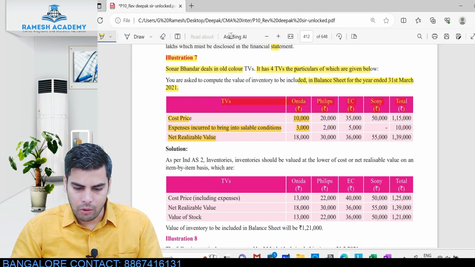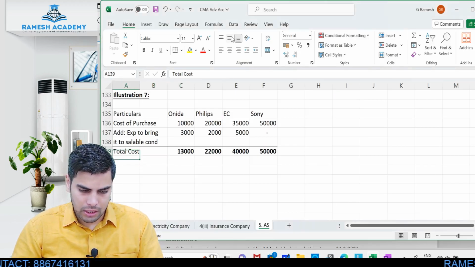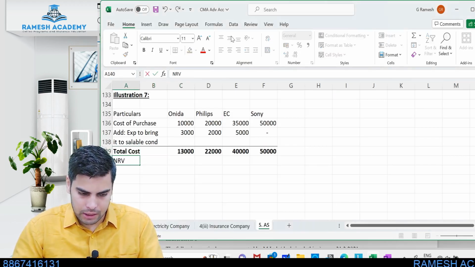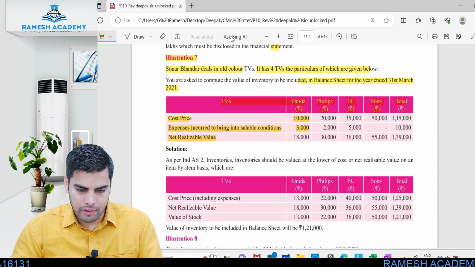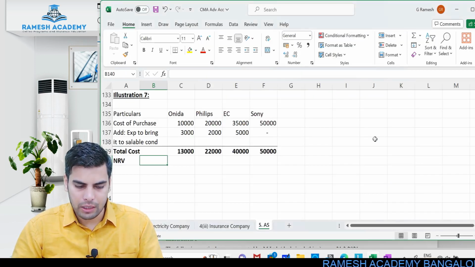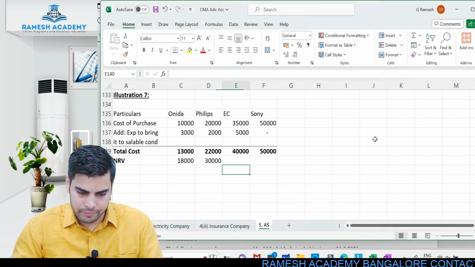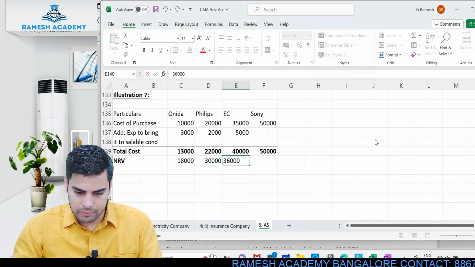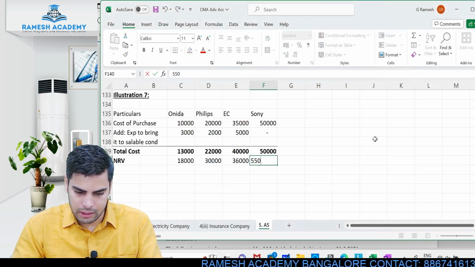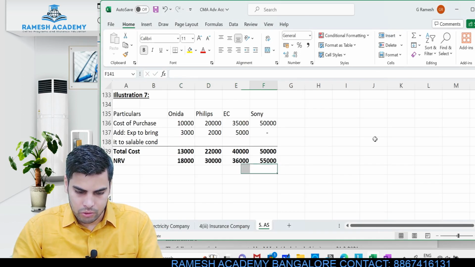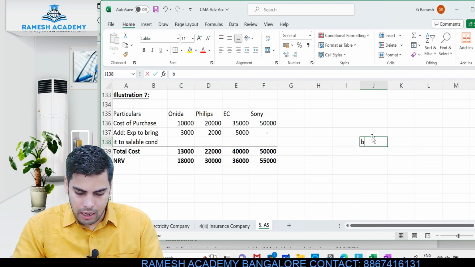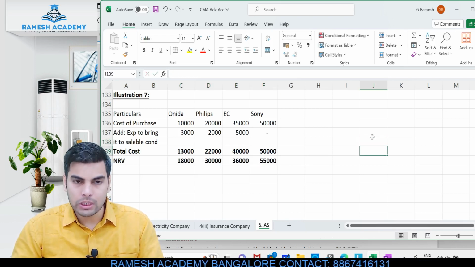Now all that we need to do is just compare this with the net realizable value. So what is the net realizable value? NRV is being given. So how much is the net realizable value? 18,000, 30,000, 36,000 and 55,000. These are the net realizable value. So valuation should be either cost or net realizable value, whichever is less.